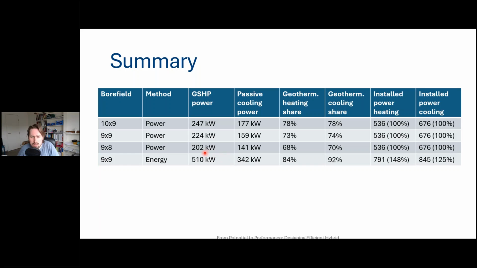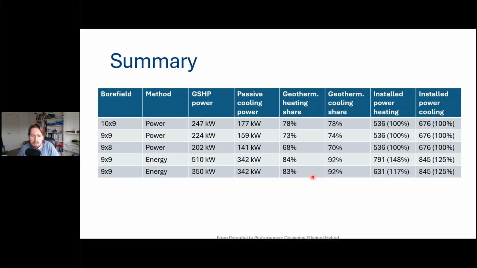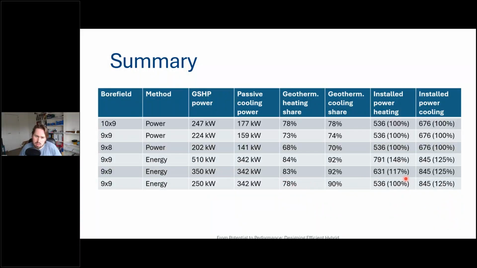What we then said as well, instead of having this so big at 510, let's drop it down to 530. We see that our geothermal share in heating dropped only 1%, but our total installed power, which is related to the investment cost, dropped significantly. And the same can be said when we dropped even further to 250 kilowatts. We have 78% of geothermal share with no oversizing of our heating system.